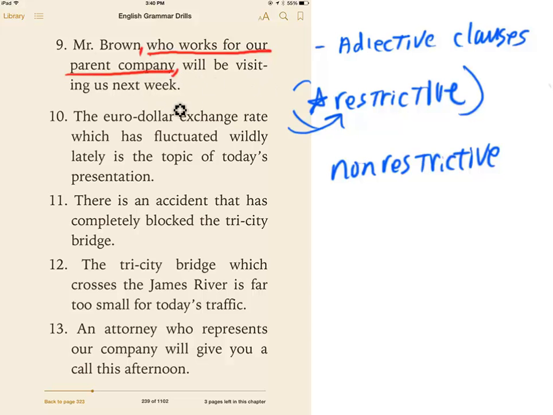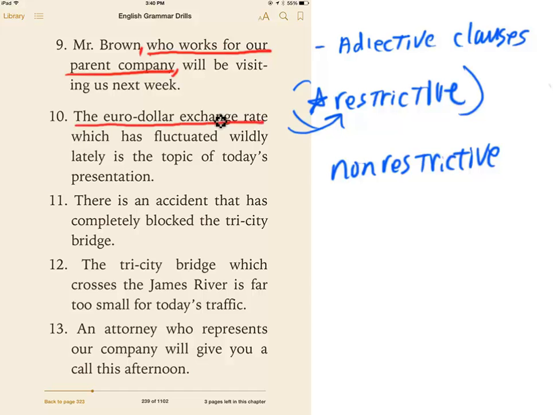It's non-restrictive. It means it's set off by commas, okay? Mr. Brown will be visiting us next week. Mr. Brown, who works for our parent company, will be visiting next week. It doesn't change who Mr. Brown is. Okay, so it's just additional information, non-restrictive. So I'd write that. The euro-dollar exchange rate, which has fluctuated wildly lately, is the topic of today's presentation.